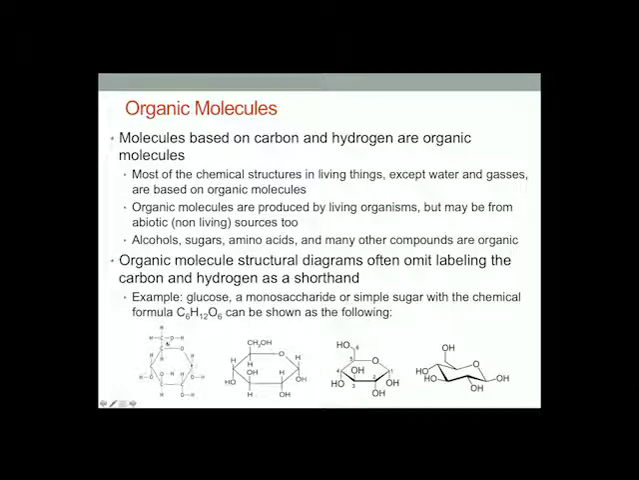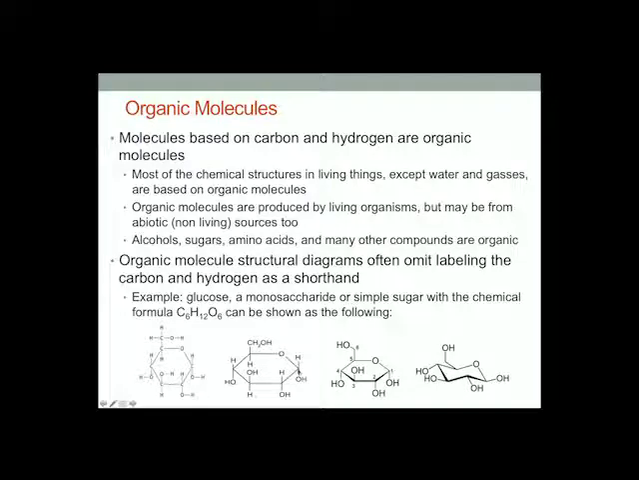by sharing electrons. And so this is one way of showing glucose, but most of the time for organic chemicals, since they're all based on carbon, the carbons are actually omitted from drawings in a way such as this diagram, or this one too.